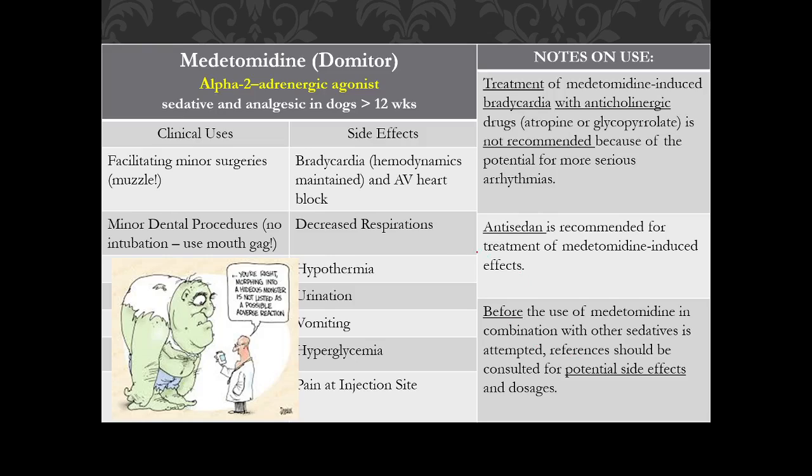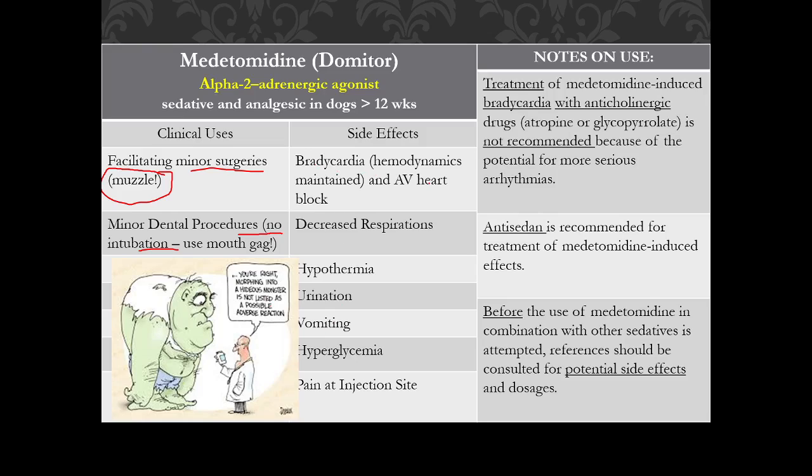Medetomidine is called Domitor. It's an alpha-2 adrenergic agonist like xylazine and like detomidine. It's a sedative and analgesic that we use in dogs older than 12 weeks. So we might use it for minor surgeries, but again, we have to be careful to muzzle them because they will still respond to painful stimuli. We can use it for minor dental procedures. We have to be very, very careful though, because there's no intubation with this. So we don't want to put any fluid in there, and we want to use a mouth gag so they can't close their mouth and bite you.